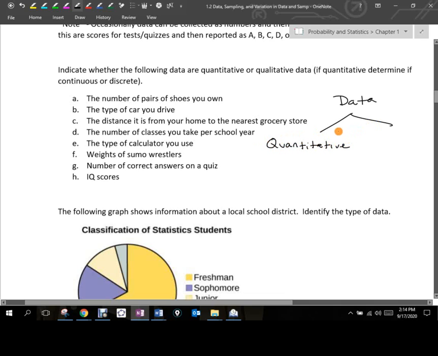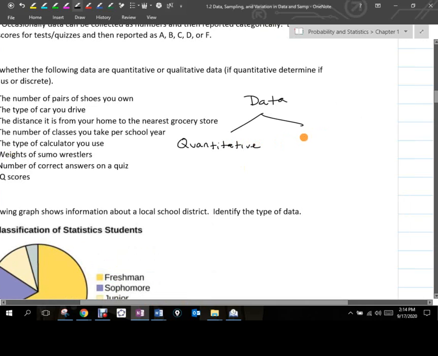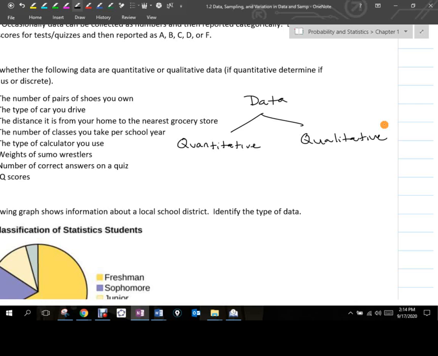So quantitative, we're thinking numbers, right? Okay, things that have been counted or measured. And then we've got qualitative. And there you're thinking about categorical things, things that are like describers of something, okay?